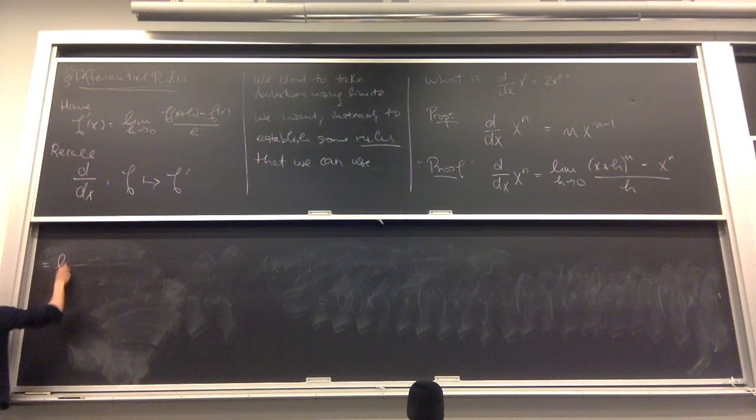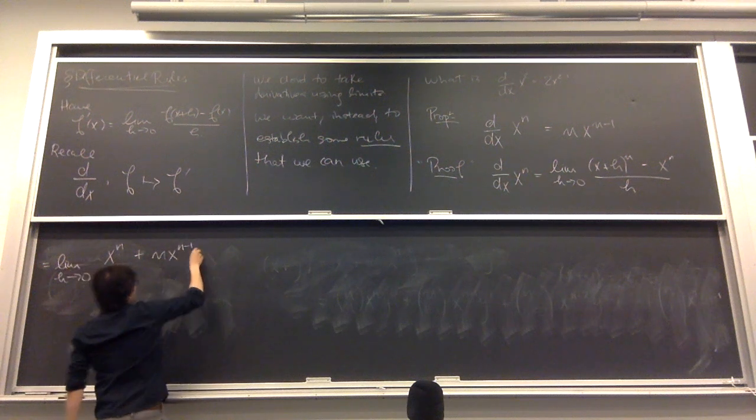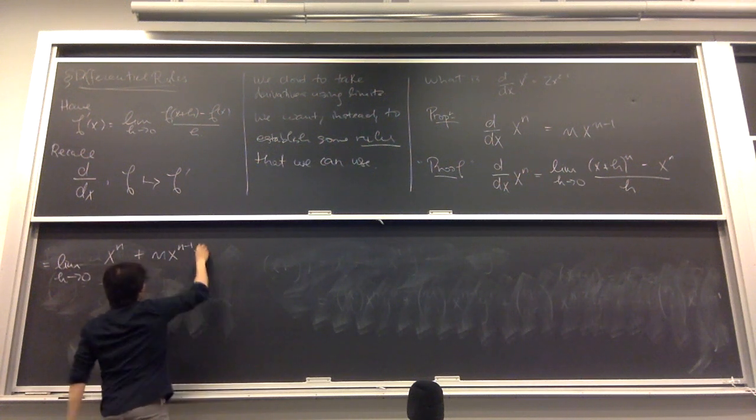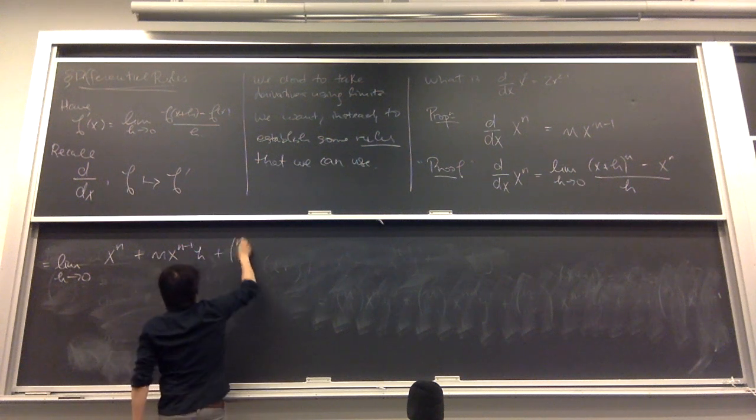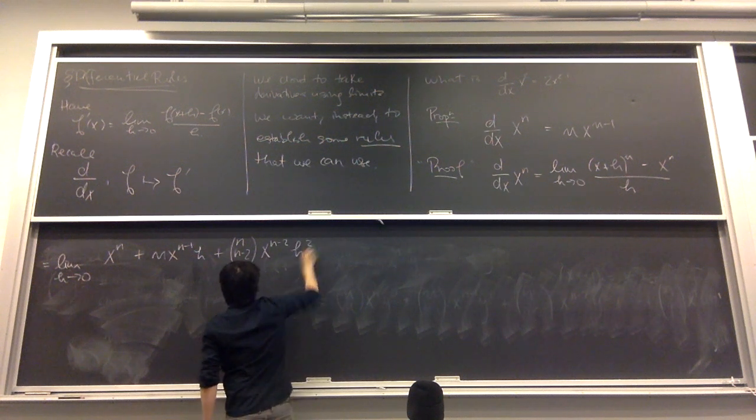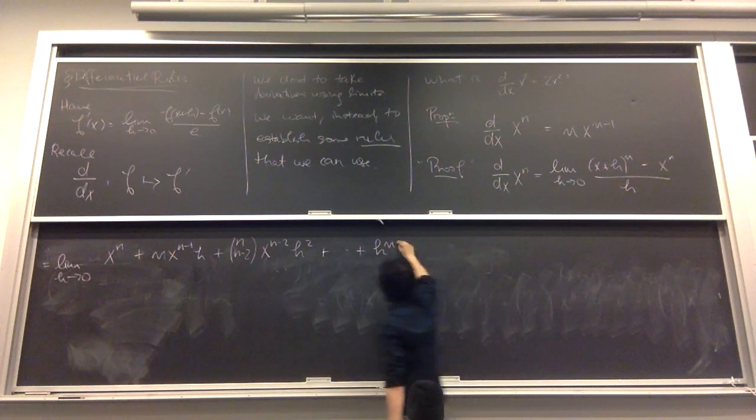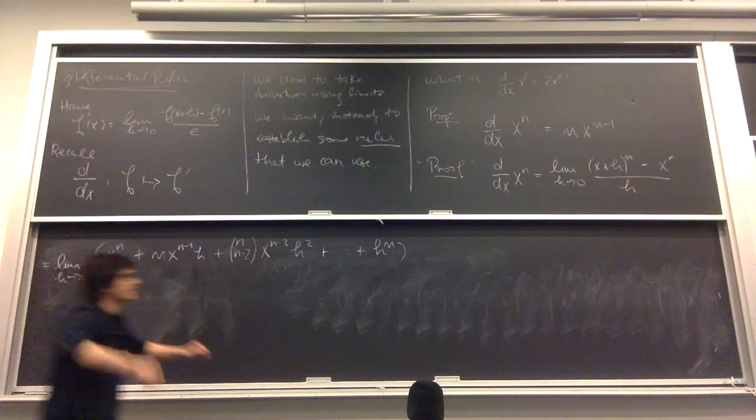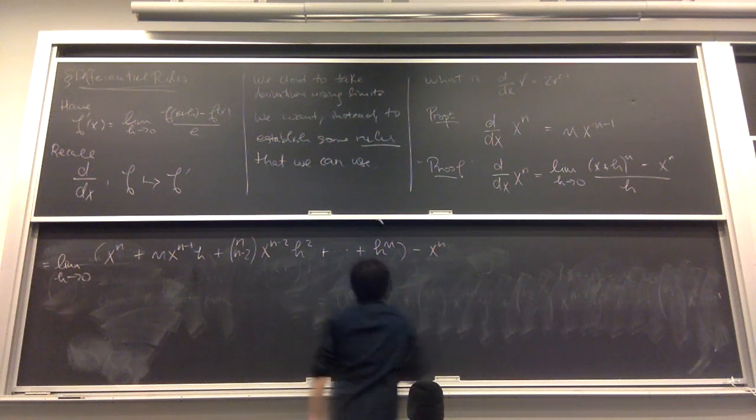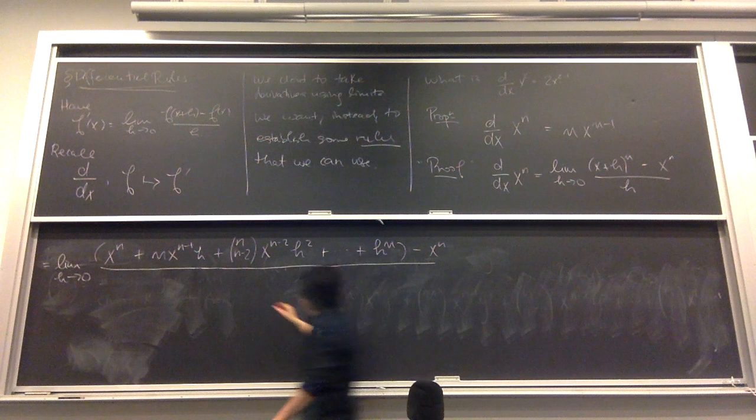So we have this is equal to the limit as h goes to 0, and I'm going to now write an expansion for that x plus h to the n. So the first thing is going to be x to the n. The next thing is going to be n, x to the n minus 1, h. The next thing is going to be n choose n minus 2 objects, x to the n minus 2, h squared. And then we're going to continue all the way down to h to the n. So that's the x plus h to the n. Then we subtract an x to the n. And then all of this is over h.